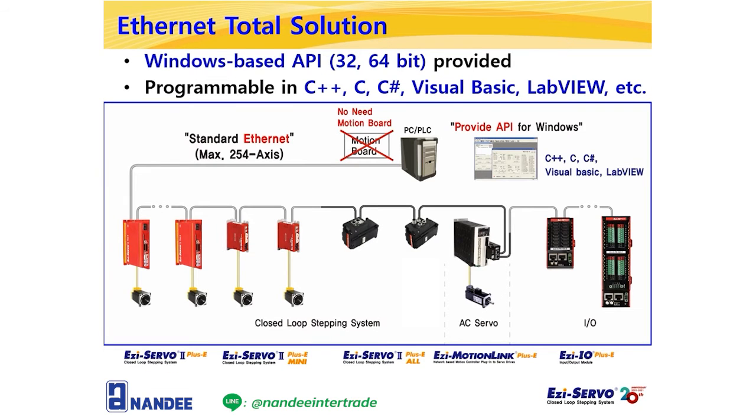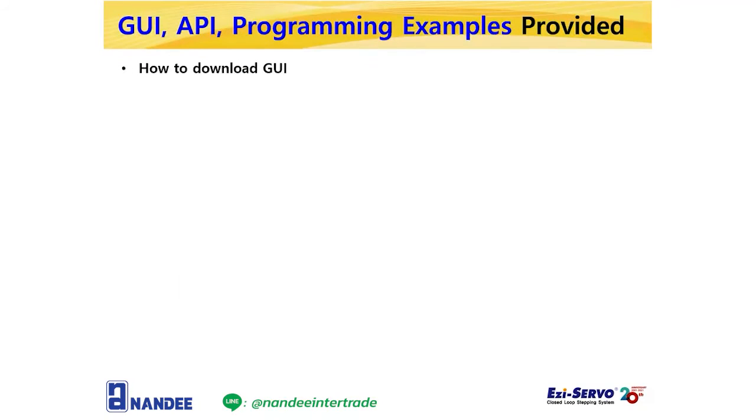To summarize the product concept, it is as follows. Since FASTECH basically provides Windows-based API for Ethernet products, customers can select development languages like C++, C, C#, Visual Basic, LabVIEW, etc. for programming. In addition to the API, GUI software is also provided and can be downloaded for free from the FASTECH web page. As mentioned earlier, FASTECH provides GUI software, EZ Motion plus E, and an API for Windows free of charge.